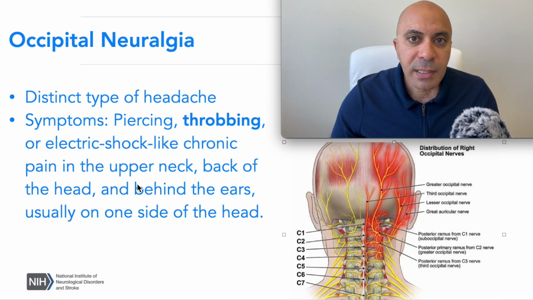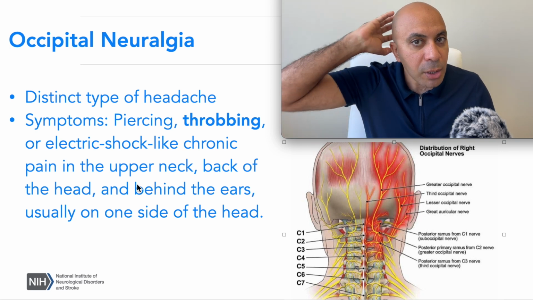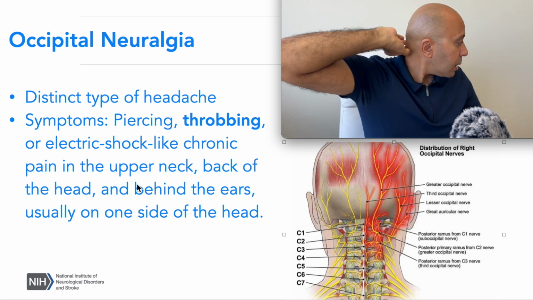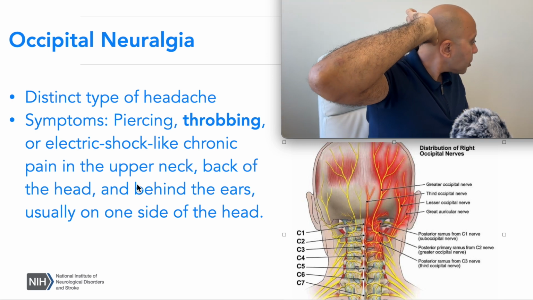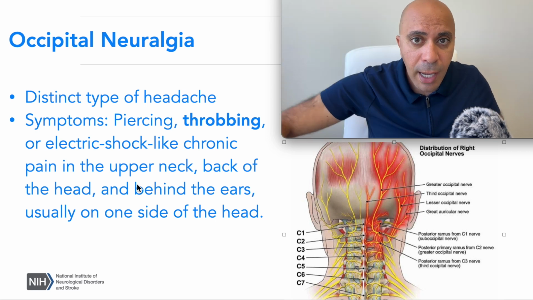In this video, I'm going to go over how to diagnose occipital neuralgia. So what is occipital neuralgia? Occipital neuralgia is a type of headache that usually happens on one side and starts from the back of the bottom of your neck, like this, and goes up to one side. Some patients actually have it on both sides.